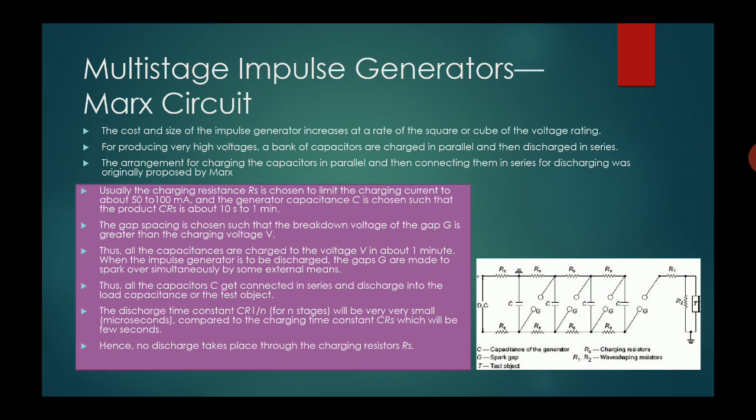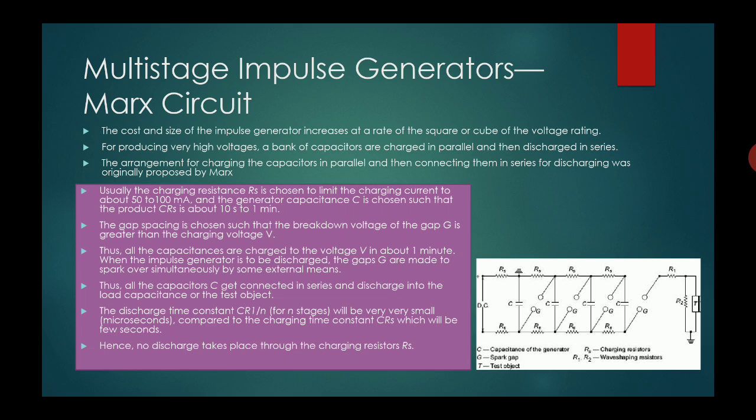Usually the charging resistance Rs is chosen to limit the charging current to about 50 to 100 milliamperes, and the generator capacitor C is chosen such that the product C Rs is about 10 seconds to 1 minute. C Rs is nothing but the time constant of the circuit. The gap spacing is chosen such that the breakdown voltage of the gap G is greater than the charging voltage. Thus all the capacitors are charged to a voltage V in about 1 minute.